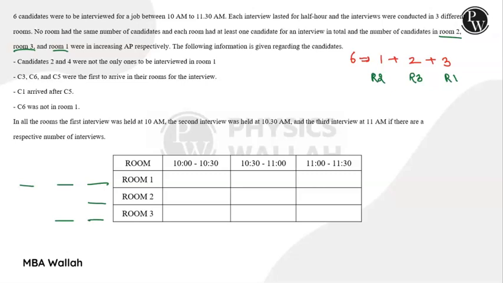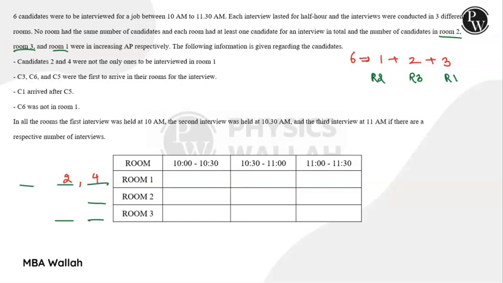We are given candidate 2 and 4 were not the only ones to be interviewed, so that means they're in room number 1. So that means there are more than 2 people, that we already know. So that means there is 2 and there is 4 and one other person is also there, that we will identify. Next we are given candidate 3, C6 and C5 were the first to arrive in their room.